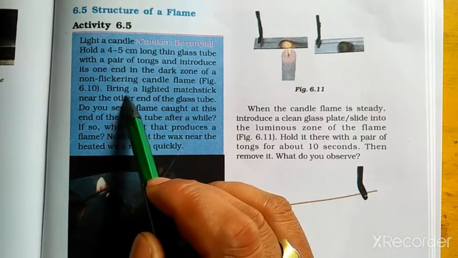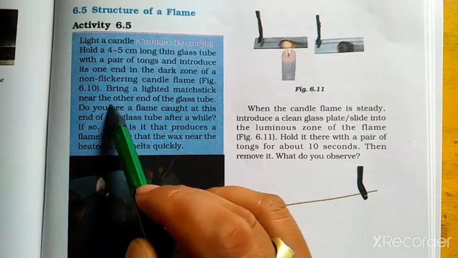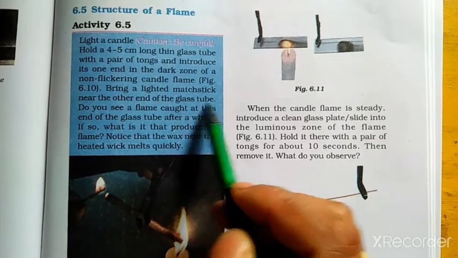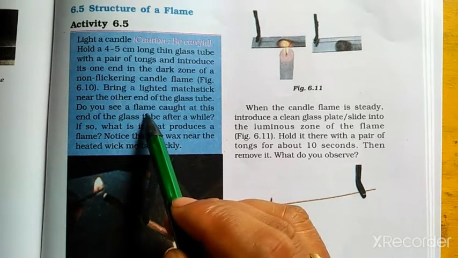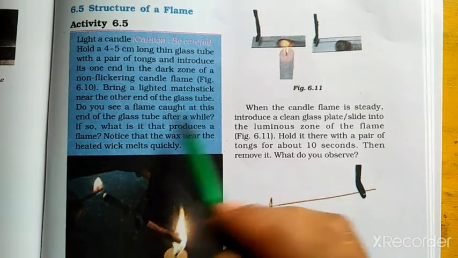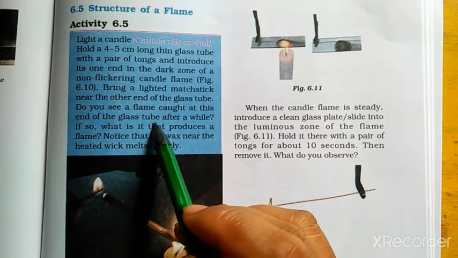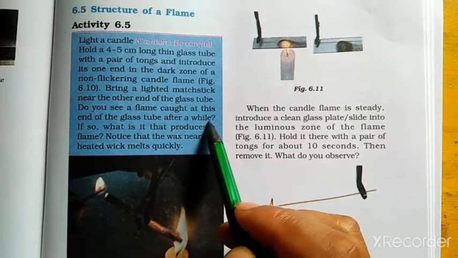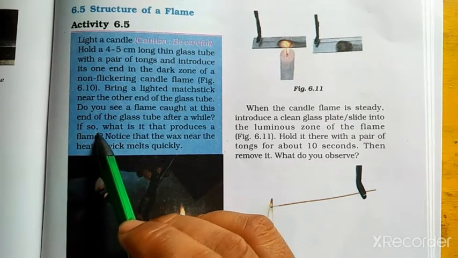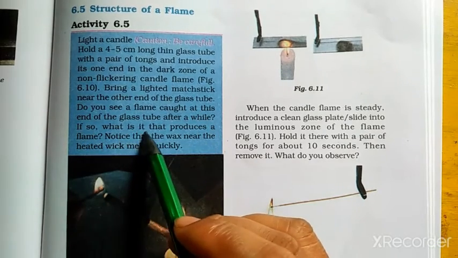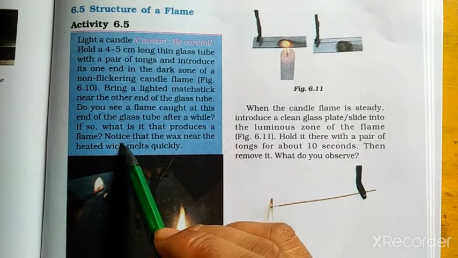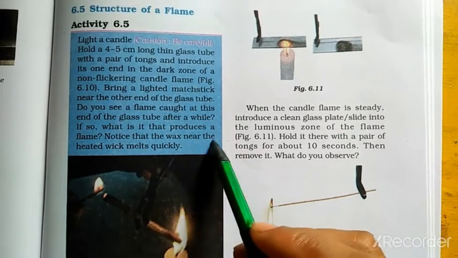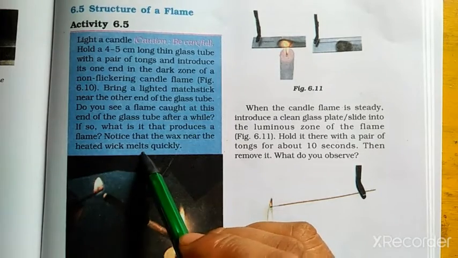Then bring a lighted matchstick near the other end of the glass tube. Do you see a flame caught at this end of the glass tube after a while? If so, what is it that produces a flame? Notice that the wax near the heated wick melts quickly.